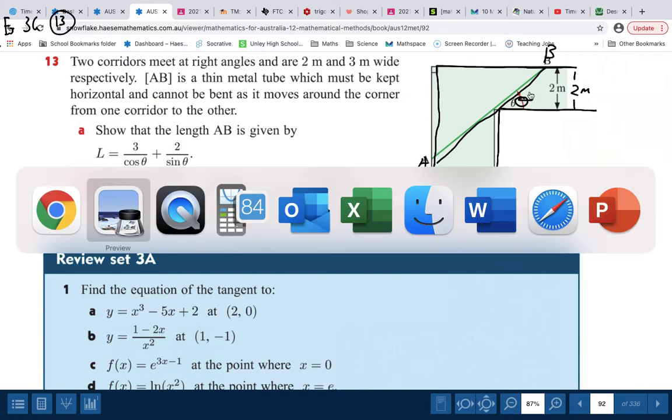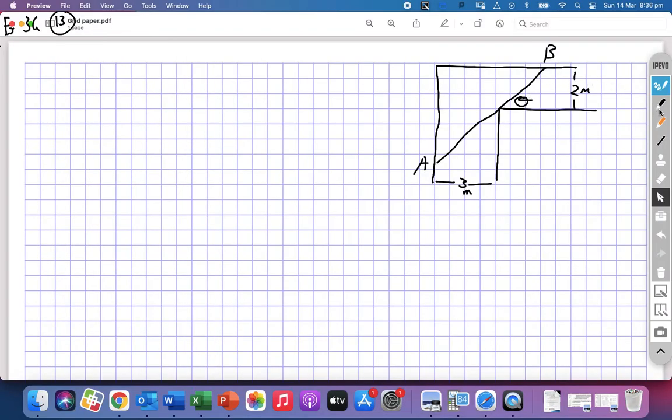Okay, so let's start the question. Now, split it up into 2 lengths. They want to know what's the expression for length of tube based on that angle and these widths. The way to do it is using little right angled triangles, right? Now you will need to know that that's also theta. Hopefully that's not too hard to see.